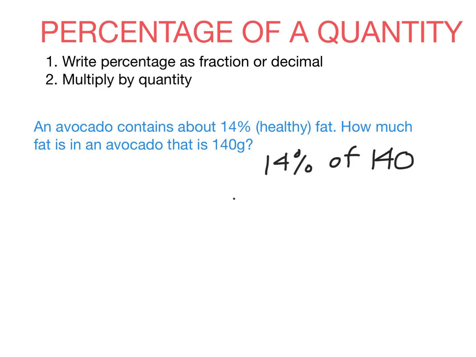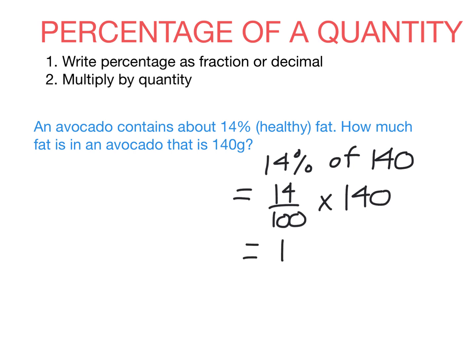So what we do is we convert 14% to a fraction or decimal. Either way doesn't matter. I'm just going to convert it to a fraction. We already know that to go from percent to fraction or decimal, you just divide by 100. Now in maths, of means times. So it's just 14 over 100 times 140.